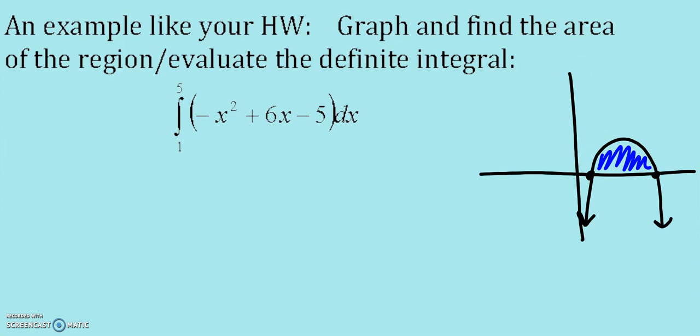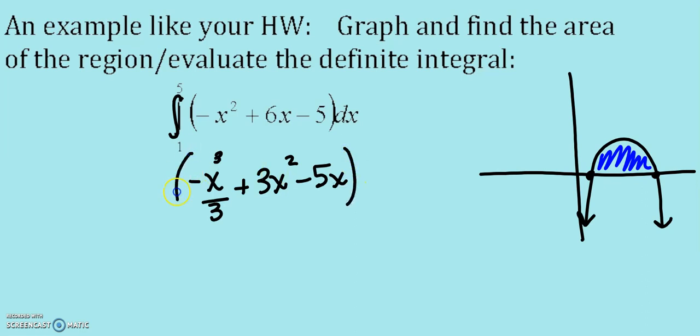All right, well, to do that, I could use the whole limit definition of the integral, this whole mess, or I can use my newfound shortcuts. And the new shortcut would say take the antiderivative. All right, well, I'm going to do that first. So this is going to be negative x to the third over 3 plus 3x squared minus 5x. There's my antiderivative, and I'm going to evaluate it from 1 until 5.